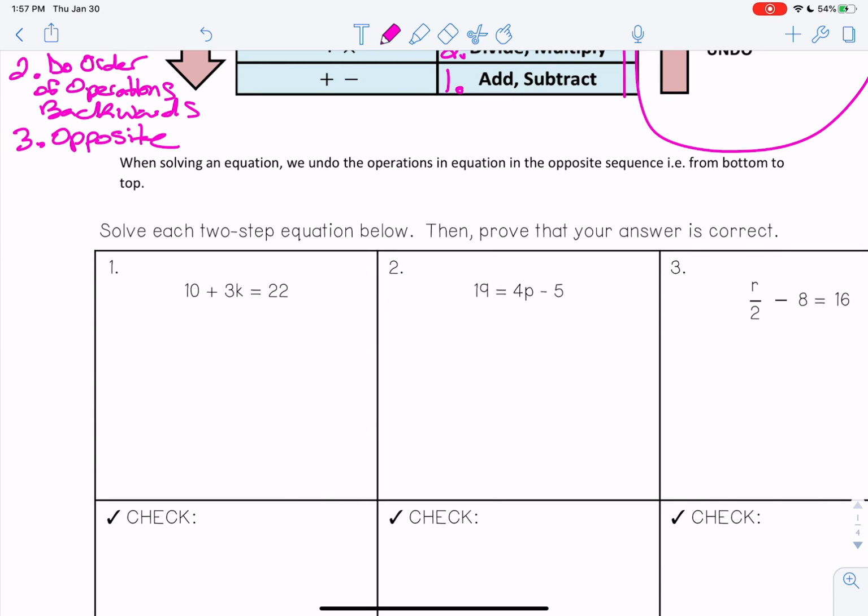So step 1, draw a river. So for number 1, I'm going to just draw the river. Number 2 is do the order of operations backwards. So we have a 10 and we have a 3 times k. So 3 times k is multiplication, and that 10 I know is a positive because there's nothing in front of it. If it was a negative, there'd be a negative sign.